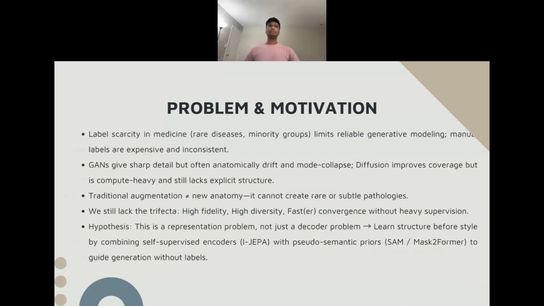Coming to the problem statement, what we realize is that there is a scarcity in datasets. Also, when it comes to generative AI models in medical imaging, the images are very complicated, and there are not many models that work well for unsupervised synthesis. So what we came up with is that we can use a diffusion GAN conditioned on an I-JEPA encoder to help with this.